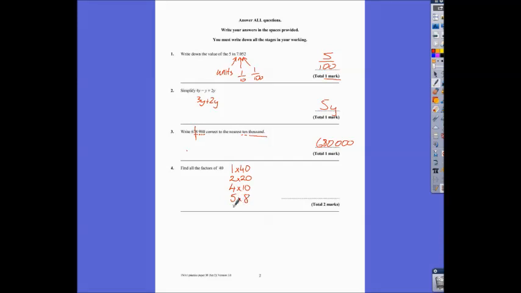Then we could try 6, doesn't go in. And we could try 7, doesn't go in. And then we've got back to here now where 8 is. So we've got all the factors there. So in order, that would be 1, 2, 4, 5, 8, 10, 20, and 40.